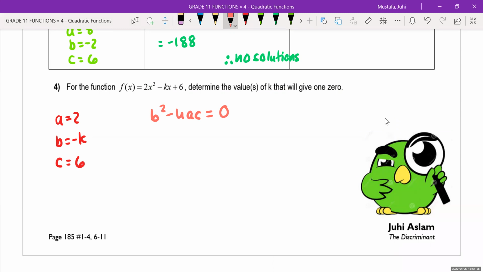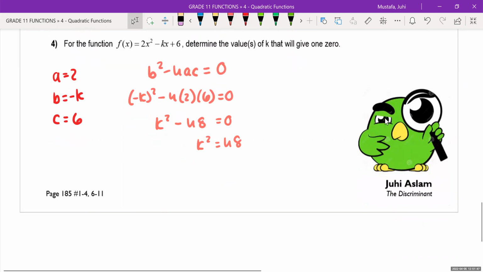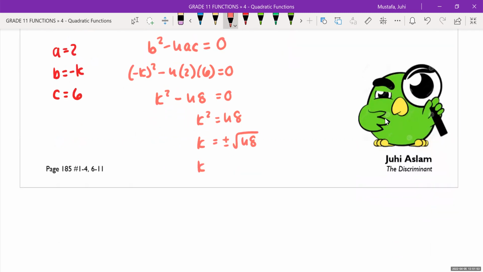So we're basically just going to plug this into this equation. We're going to get negative k squared minus 4 times 2 times 6 is equal to 0. And we're going to solve this. So k squared minus 48 is equal to 0. k squared is equal to 48. k is just going to be equal to plus or minus root 48. And because we all remember the radicals unit, we can simplify this. What are 2 numbers that multiply to give you 48? Ooh, 16 and 3. And so you're going to get 4 root 3 as your final answer.